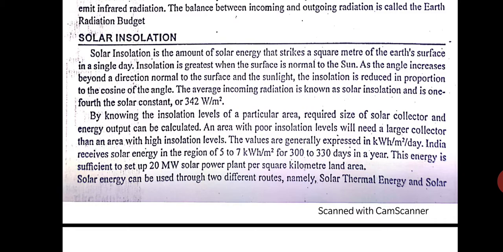So as discussed, solar energy, part of it gets reflected, part of it gets absorbed. So the solar energy which comes on the earth, the average incoming radiation, is known as solar insolation and is almost 1/4 of the solar constant, and it is 342 watts per meter square. So on an average 342 watts of solar energy comes onto the earth.